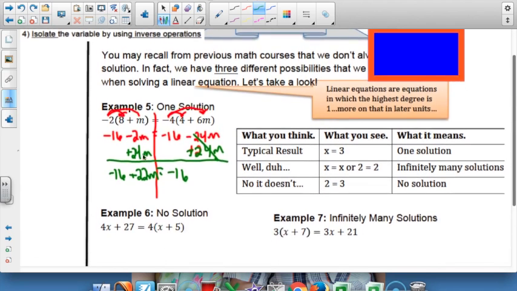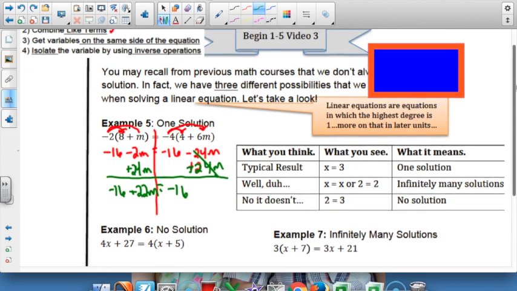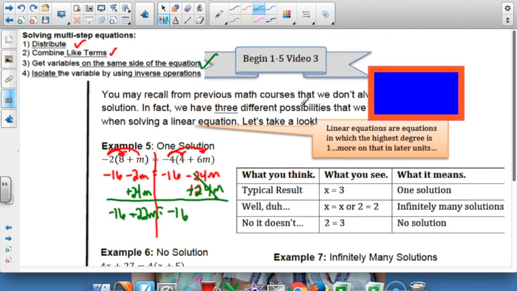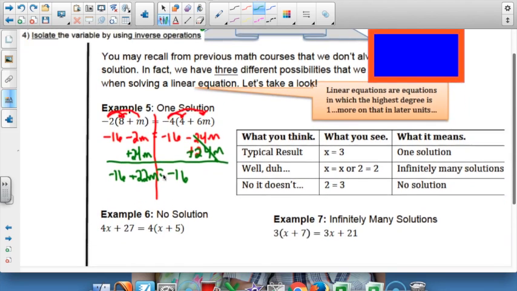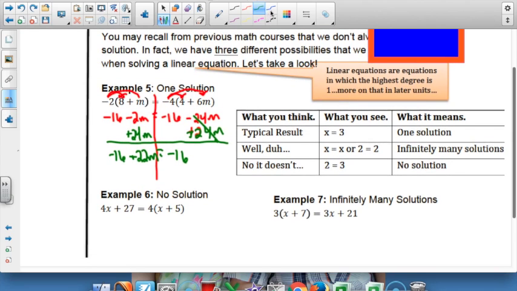Alright, now I'm finished moving my variables around, and I'm ready to isolate that answer. So I'm going to add 16, because it's just a two-step now, so I'm going to get rid of my constant. I'm running out of room here. I'm going to get negative 16 plus 16 over here is 0, which is what I want, and that leaves me with 22m. Over here, negative 16 plus 16, also 0.